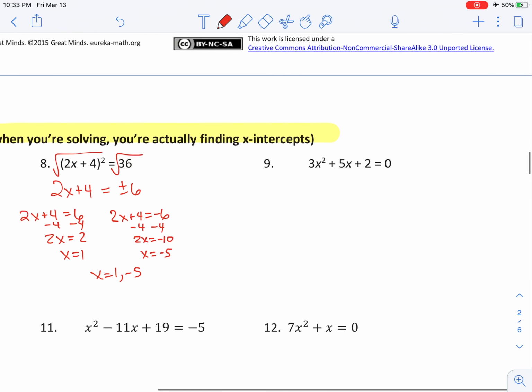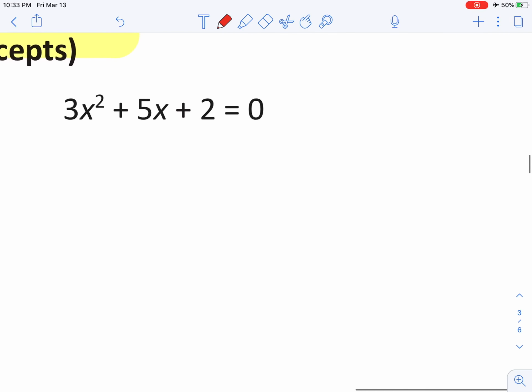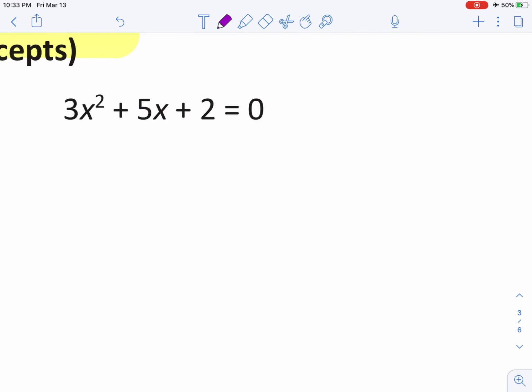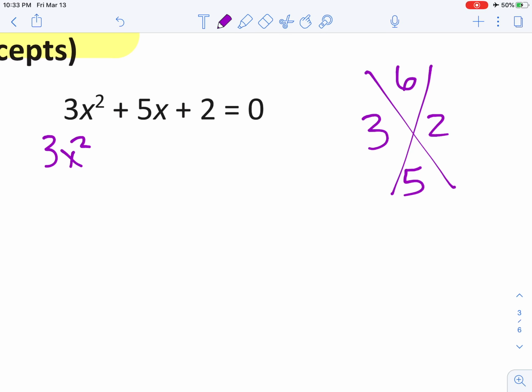Now if I look at this one, this is a trinomial. That means I can't do it the way that I was just doing those problems. This one, I actually have to do the x method. AC would be 6, B would be 5. What are the factors of 6 that add to 5? Hopefully you can get 3 and 2. So 3x squared plus 3x plus 2x plus 2 equals 0.